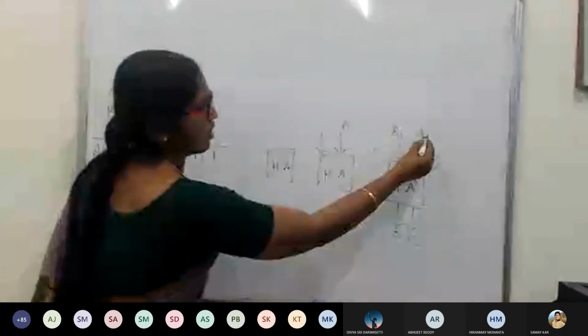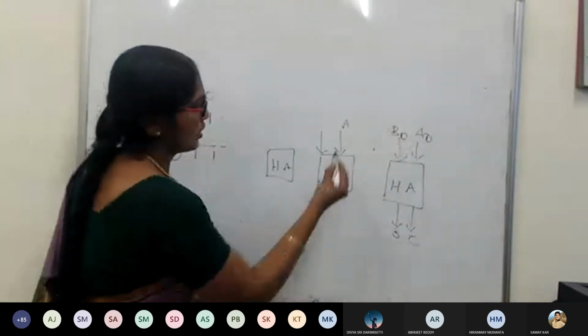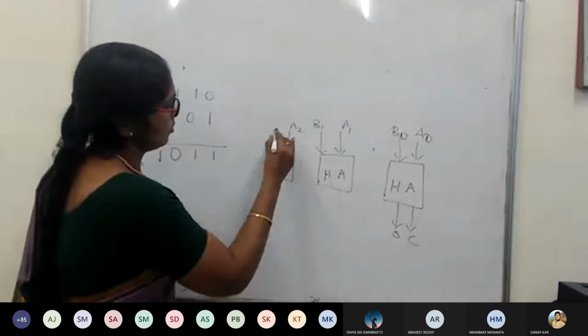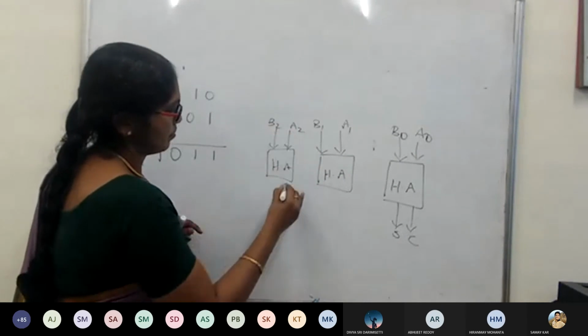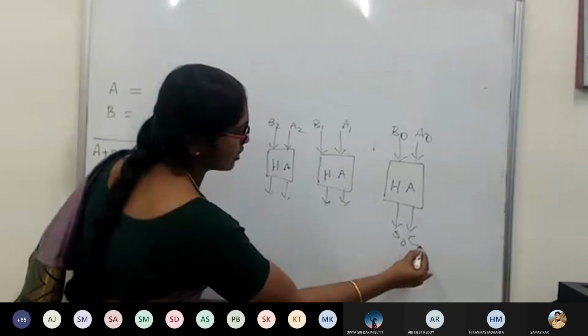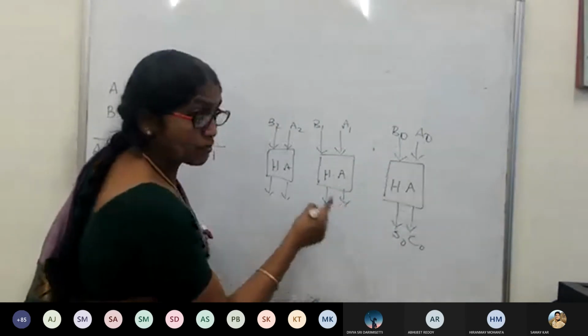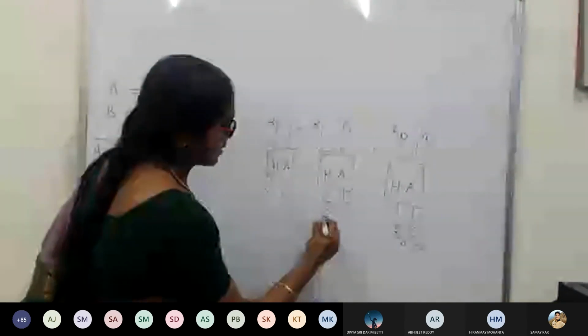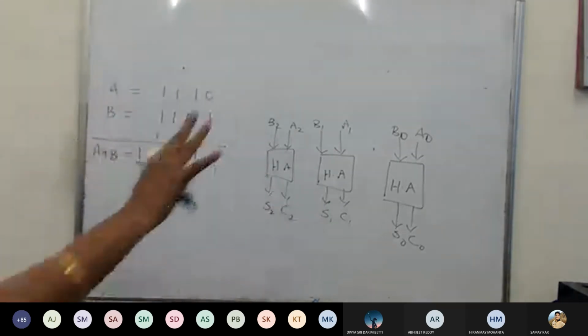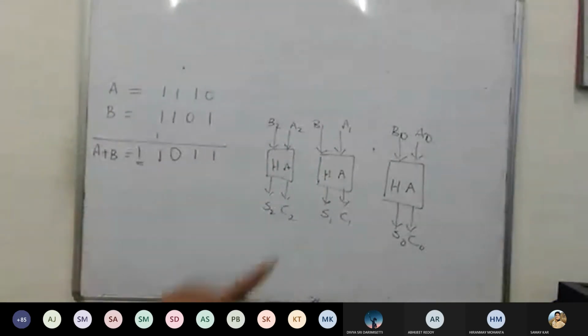I'm following the sequence. This is A1, D1, then A2, D2. This is S0, carry out. I'm following a scenario. There is sum 1, carry out. Sum 2, carry out. Now, if you see the board, they are all independent.